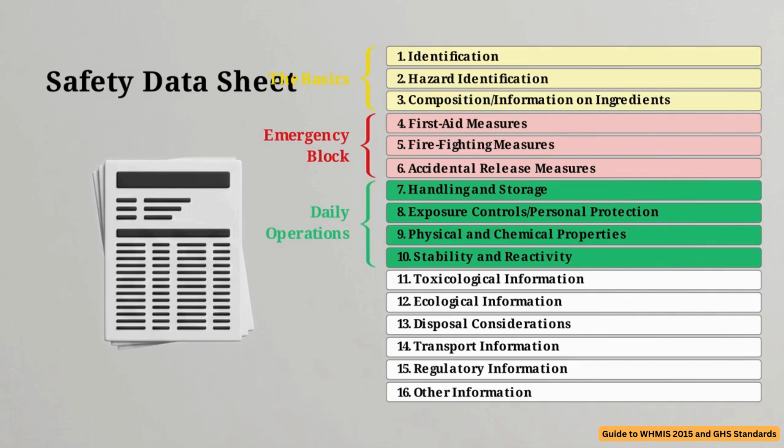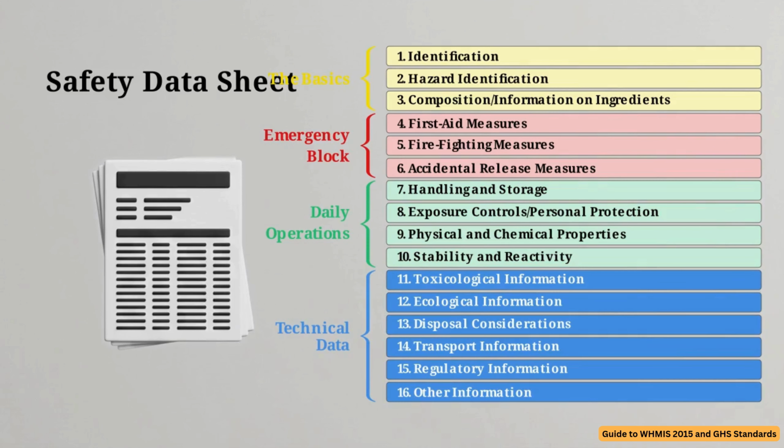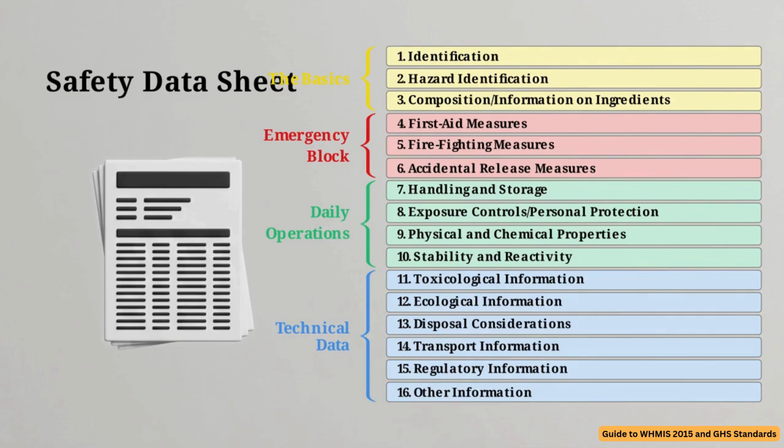Sections 7 through 10 dictate your daily operations. They detail safe handling and storage rules, the exact personal protective equipment you need to wear, and information on the chemical's physical properties and stability. The final block, sections 11 through 16, provides long-term technical data. This covers toxicological effects, ecological impact, proper legal disposal considerations, and transport regulations.